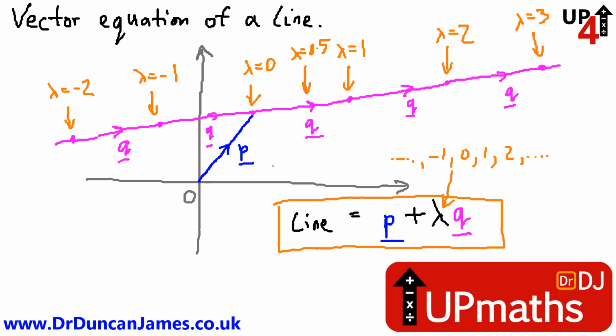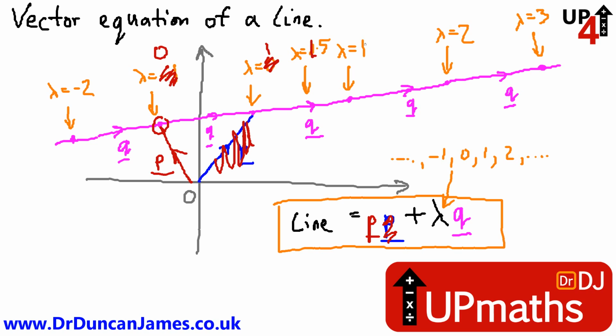One last thought, it is possible to have a different p. So maybe we want to have a p over here. So let's get rid of that one. We could start the line here instead. In which case that would be a red p. And then that would mean that that would be lambda equals 0. That would be lambda equals 1. Well, actually, let's not scribble that one out.